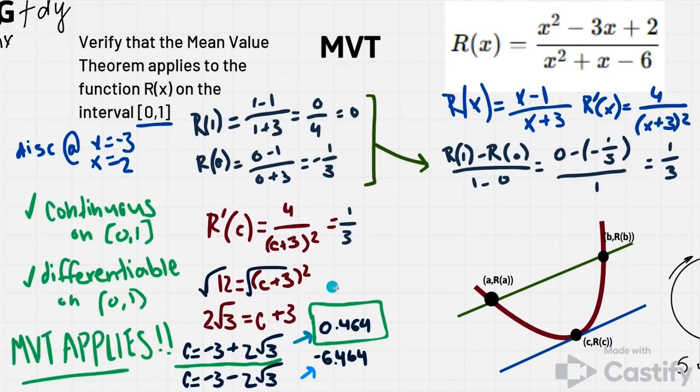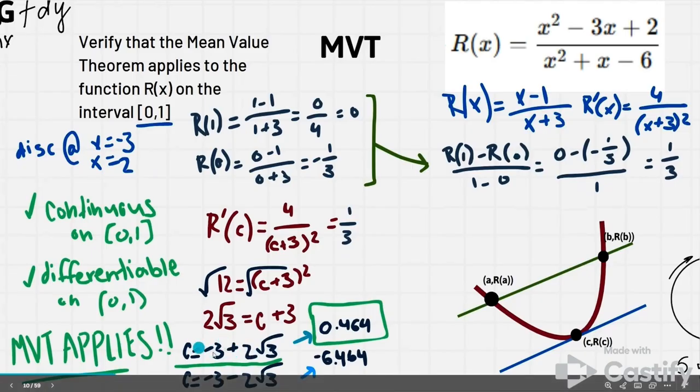So on the interval [0, 1], r of x increases by 1/3 for every 1 unit. The slope of the secant line between the points at 0 and 1 is 1/3. As for the instantaneous rate of change, the value of c, which is this one right here, not this one, because it's not in the interval, has a tangent exactly equal to the average slope of 1/3. And so for this picture, the red curve is r of x, while the green line is the secant line, and the blue line is the tangent line.